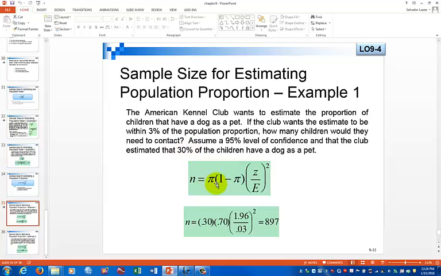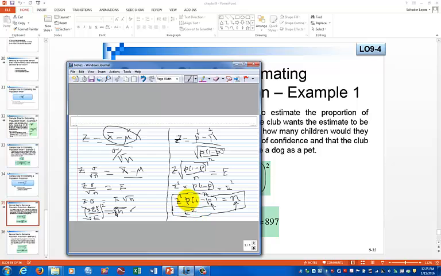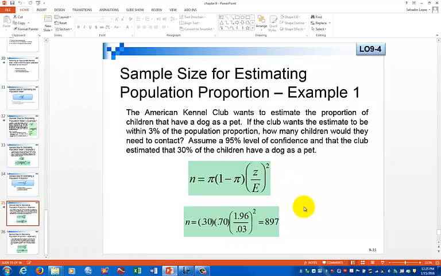So my n is equal to pi times 1 minus pi times z squared over e squared, or z over e and then you square it. That's the same thing. So if you substitute the values, 0.3 times 0.7, 1.96 is the z value given at 95% confidence level, divided by the error, which is 0.03 in this case. Square that, that gives you 897 sample size.